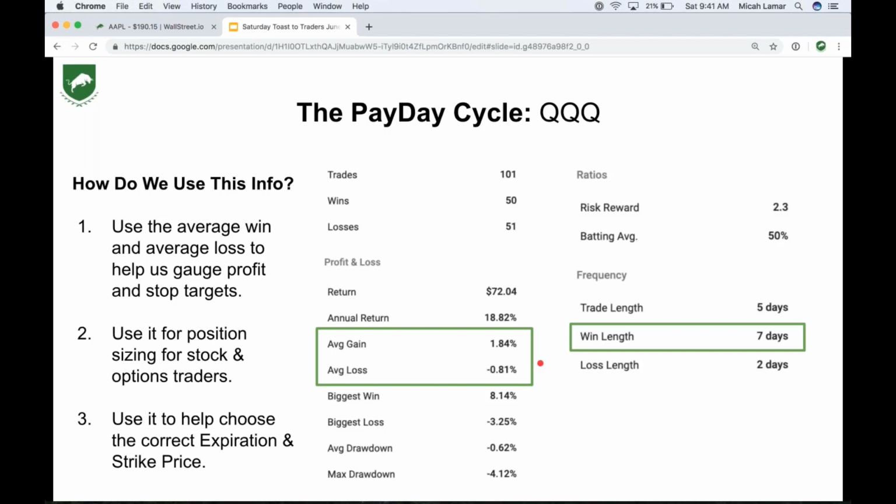So you can use this data to not only gauge profitability targets, gauge stop targets, and help you identify expiration dates, but you can use it for position sizing, which I believe should be the first place where you manage risk. Absolutely the first place. The big thing here is that you don't want to guess. You don't want to guess with your money. Use and leverage the data so that you can make educated decisions in your trading.